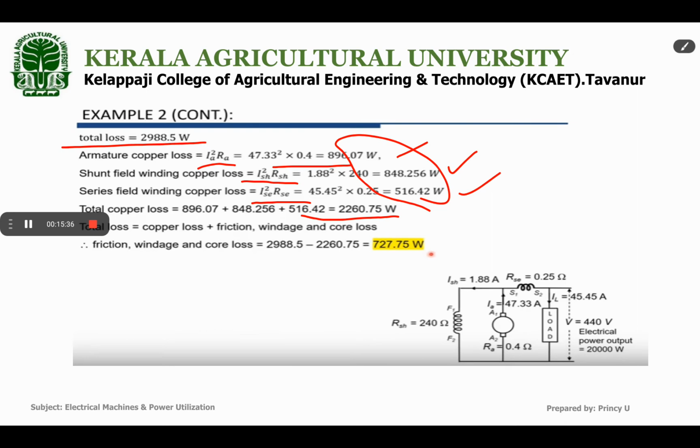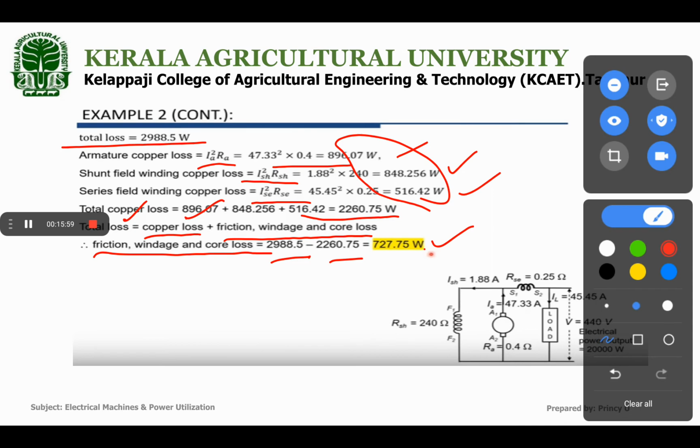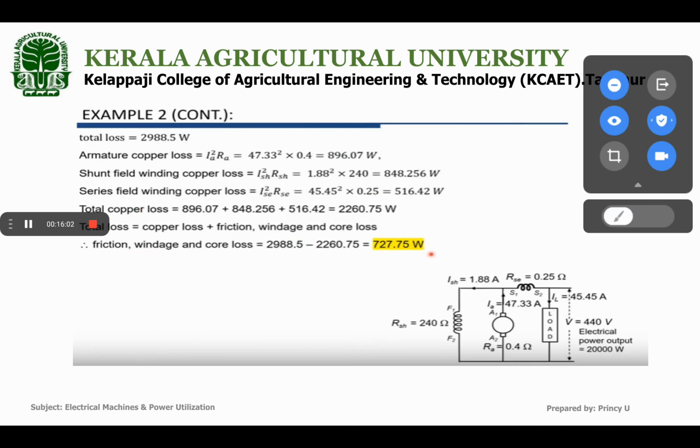So for total losses, you know that it is copper loss plus friction, windage and core loss. So now you know the total losses and the copper losses. So friction, windage and core losses is equal to total losses minus copper losses. Okay, so you will get the value for those losses. Okay, now I will give you another problem.